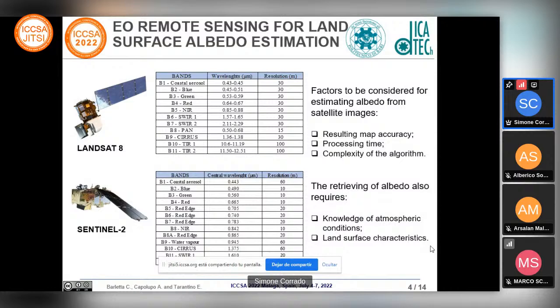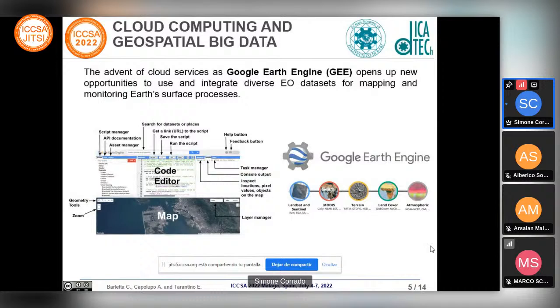Processing the geospatial big data requires a lot of time, and the advent of cloud services as Google Earth Engine opens up new opportunities to use and integrate diverse Earth observation datasets. Google Earth Engine is a free-to-use platform developed by Google, which allows users to process satellite big data by applying codes written in JavaScript or Python programming language.